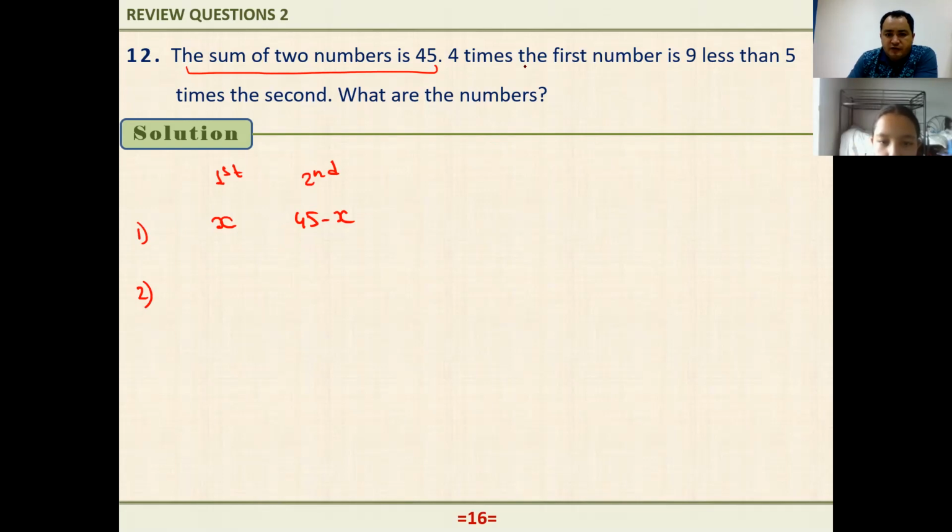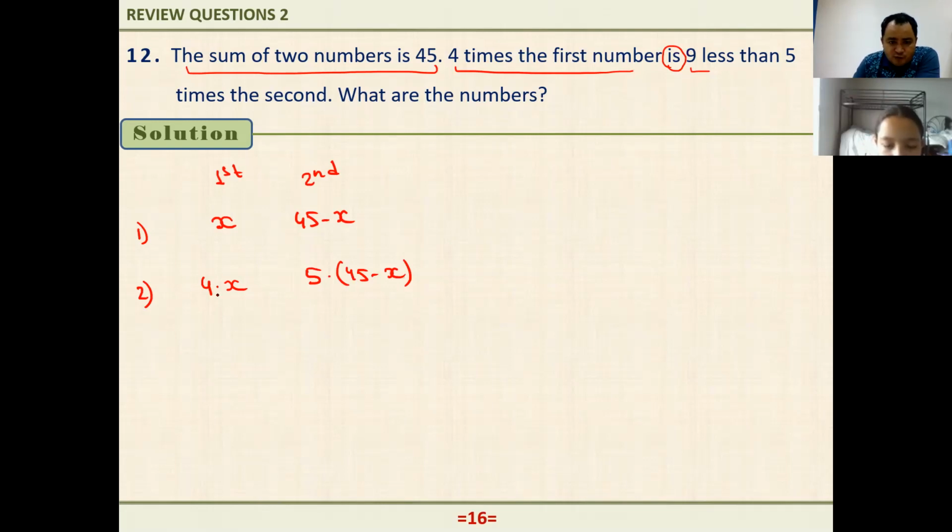Now the second step. 4 times the first number is very important here. The word "is" means equal, 9 less than 5 times the second. Here 4 times the first number, right? And here 5 times the second. What is the second number? 45 minus x, right?